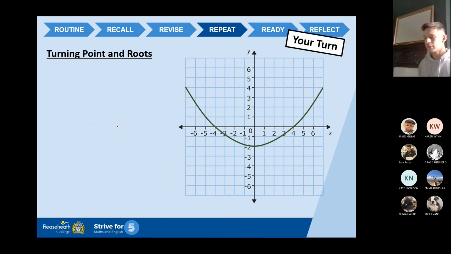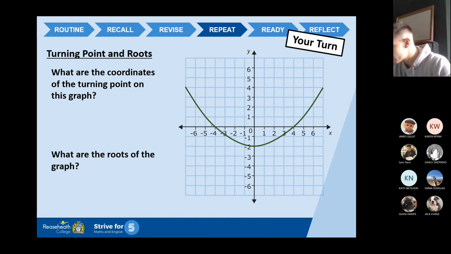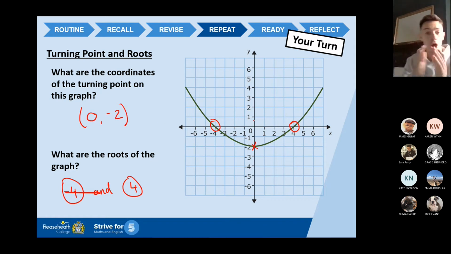Okay. This one, quite a wide quadratic graph here. Just nice and spread. But it will still have a turning point and it will still have roots. So let's look at the roots first. Minus 4 and 4, okay? And then the turning point is dead center. So it's going to be 0, minus 2. The 0, because we're not moving left or right, because it's bang in the center, but we are going down minus 2. So it's going to be 0, minus 2.